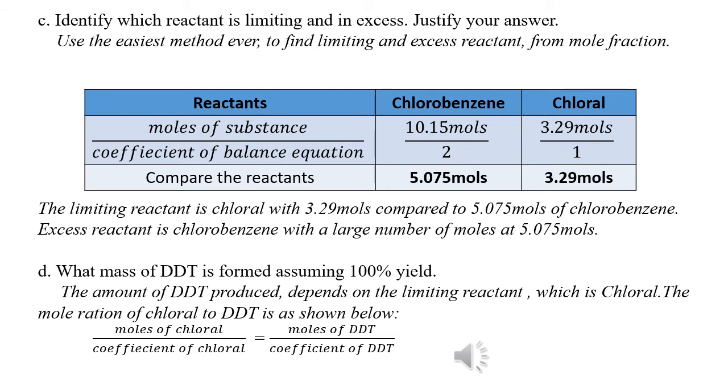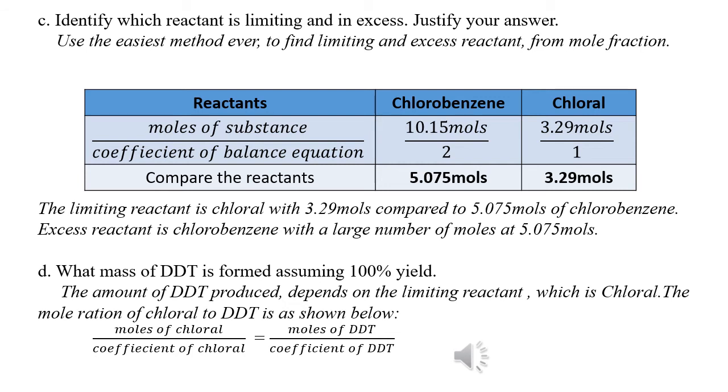From the table, you can see that the limiting reactant is chloral with 3.29 moles compared to 5.075 moles of chlorobenzene. Excess reactant is chlorobenzene with a larger number of moles at 5.075 moles.